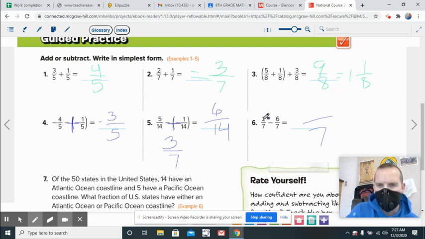7, notice the same. 2 minus 6 gives me 4. Now if I did that really quick, I would get it wrong. Because what is 2 minus 6? Negative 4. So negative 4/7 is my answer.